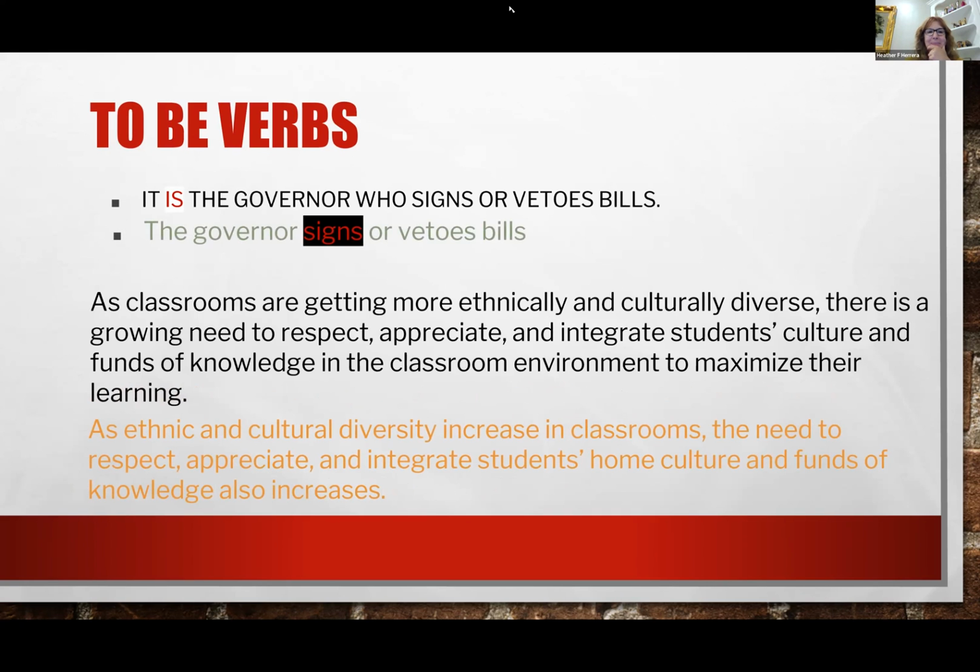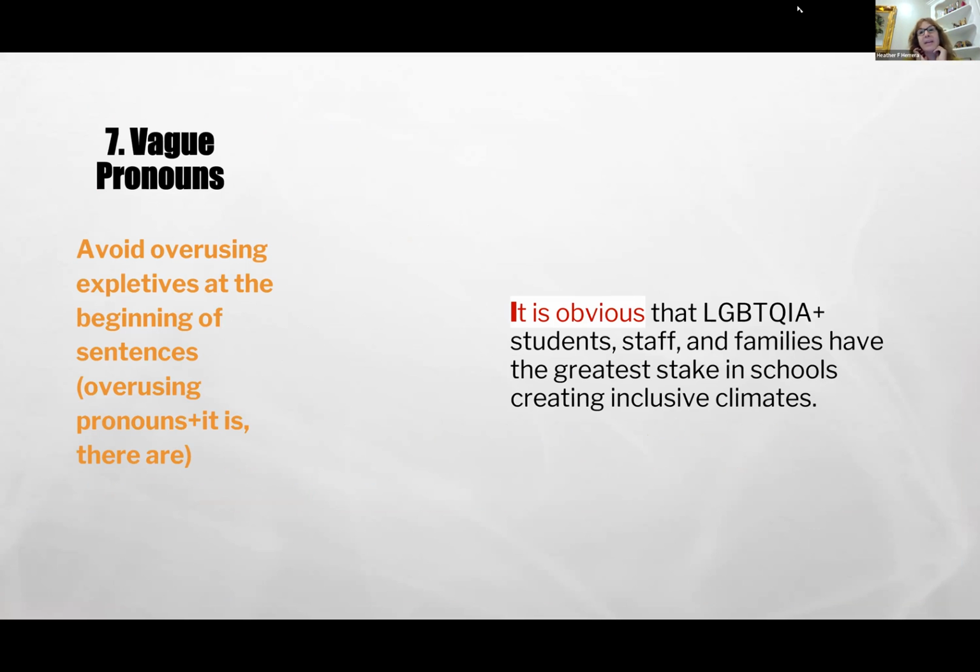This one, just looking for little words, it is the governor who signs or vetoes. The governor signs. That's all you need. The governor signs. And the other example we looked at earlier, instead of are getting and there is, we just say what it is. All right. Vague pronouns.